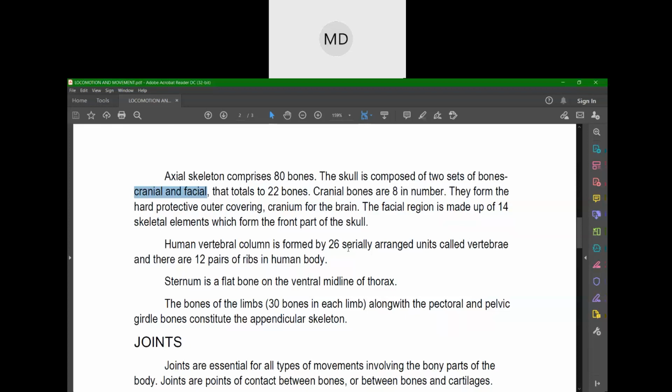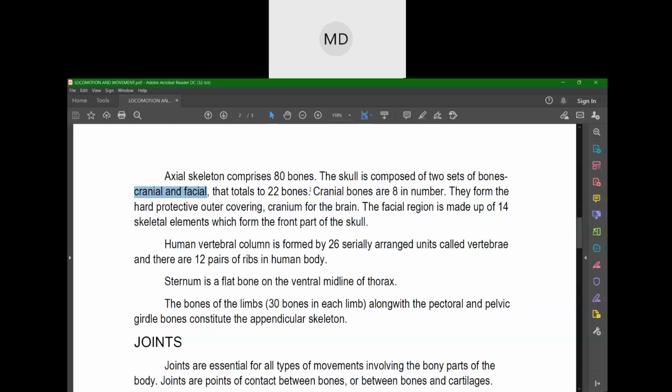Okay, and there are 12 pairs of ribs that we have already discussed while discussing the breathing system, right? 12 pairs means 12 on each side. Left side there will be 12, right side there will be 12. Then the sternum, it's a single bone. So the sternum, the vertebral column, and all the bones of the skull comprise the axial skeleton.